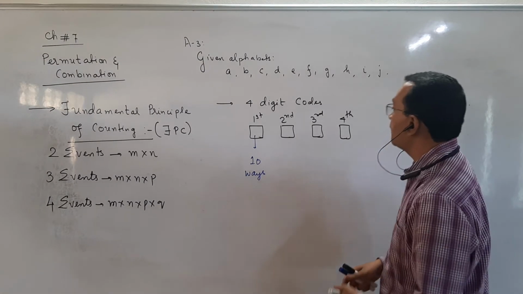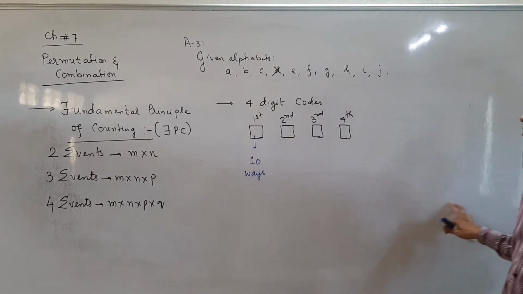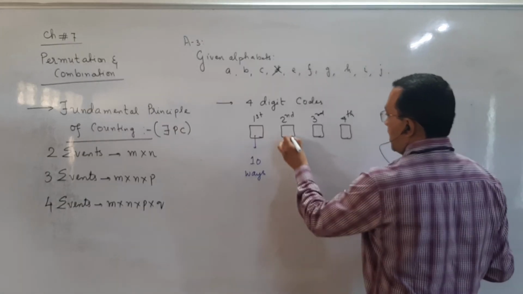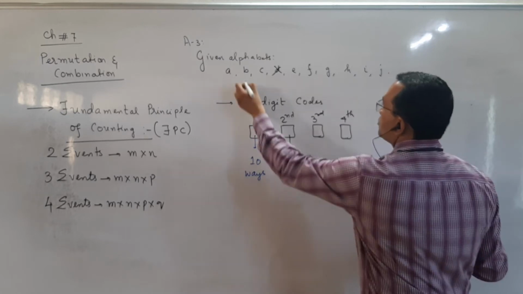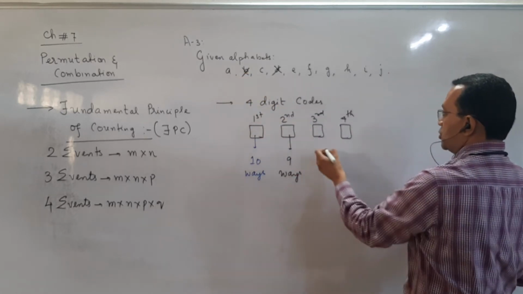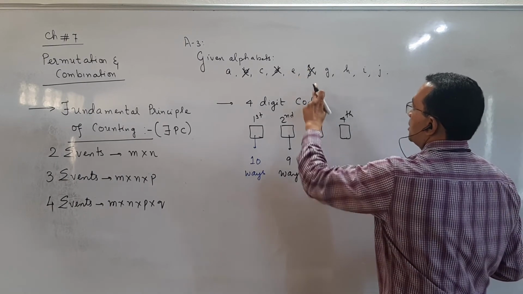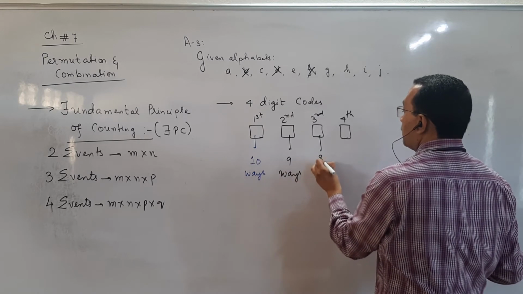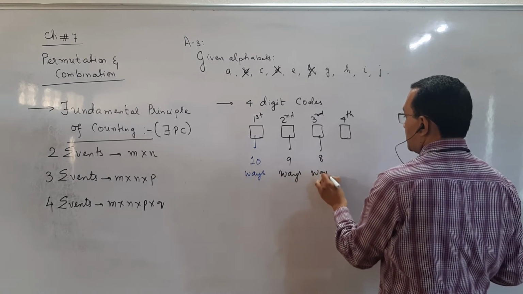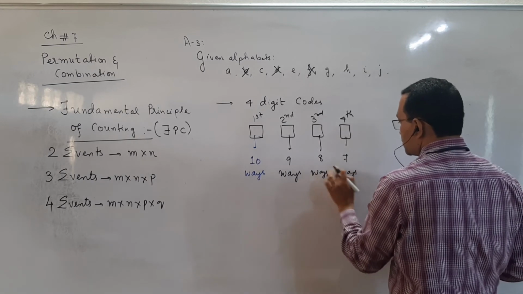Now for the second alphabet, suppose D is arranged. So for the second alphabet, we have only 9 options. Suppose B is arranged. For the third alphabet, say F is arranged. Now for the third, we have only 8 ways. And then here we have 7 ways. Of course.